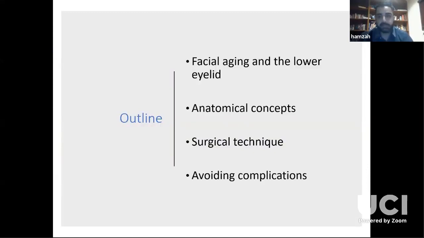So just in terms of the outline of today's talk, what I'm going to do is touch a bit on facial aging in the lower eyelid. And then we'll review some of the anatomical concepts around lower blepharoplasty surgery, then look specifically at surgical technique, and then how to avoid the complications.